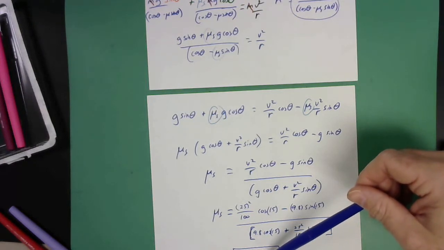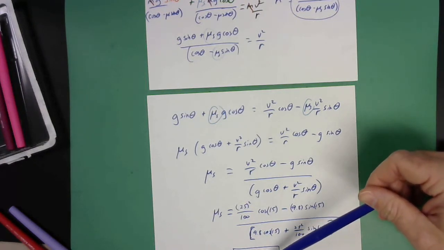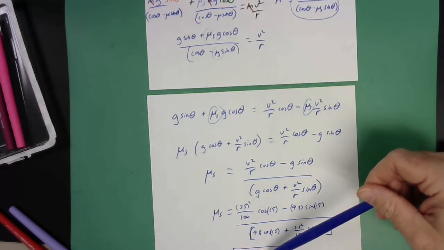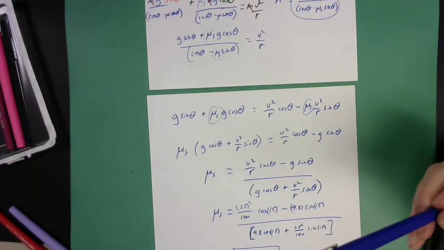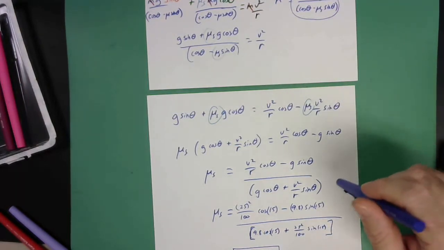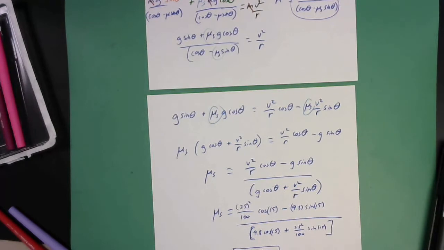If it's icy, I don't know. That's not going to be good enough. If it was covered with ice, that's why you need to slow down. 25 meters per second will not work with that mu if the mu is smaller than that. So that's it for problem 12.